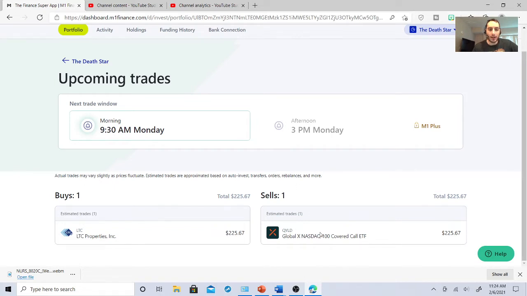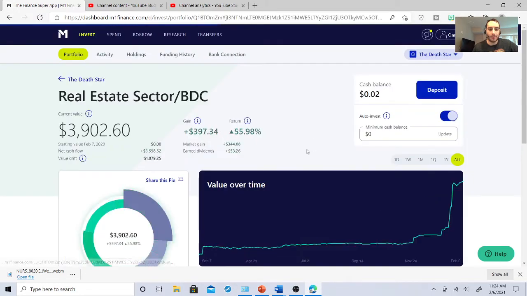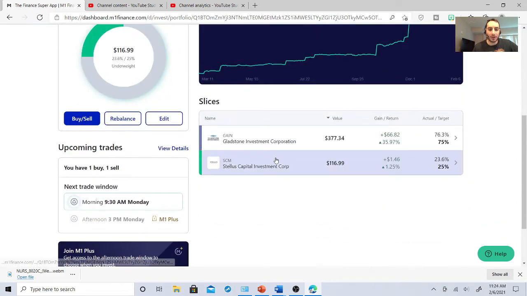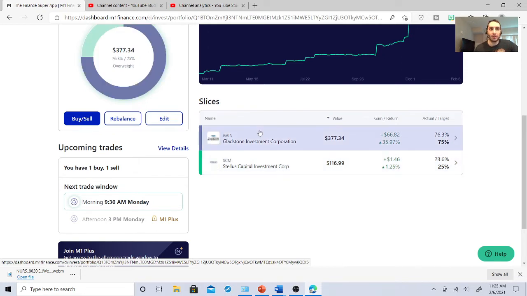So I got rid of QYLD in one of my sections and I put it into LTC Properties, okay? So I'll show you why. So here's my business development companies section, Stellus Capital Investment Corp and Gain, Gladstone Investment Corporation. They distribute a very nice monthly dividend. They have increased their dividend over time. I have them also on my E-Trade dividend portfolio. I have up to 100 or so shares with Gain. So basically each pay period, I'm buying a new share of Gain pretty much. So if I can get to at least $1,000, $2,000 in monthly dividends, that way I can start increasing my revenue, so I can start buying more stocks from there.